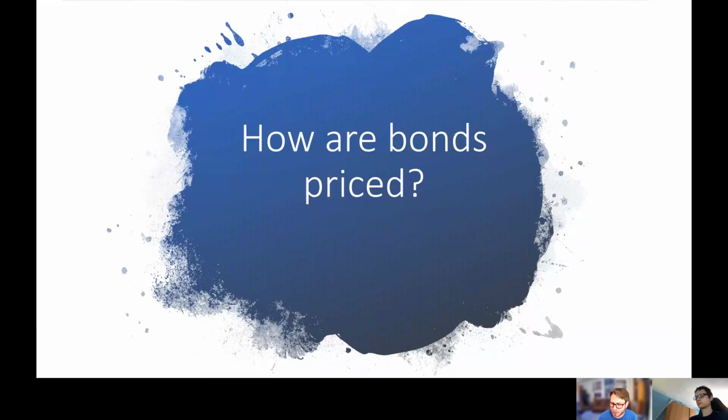If you remember previously, we spoke about the convention of how bonds are priced. Simon, can you give us a bit of a recap on some of the things we said in the last session about how bond prices are quoted to investors?